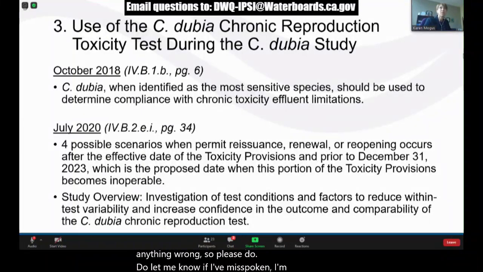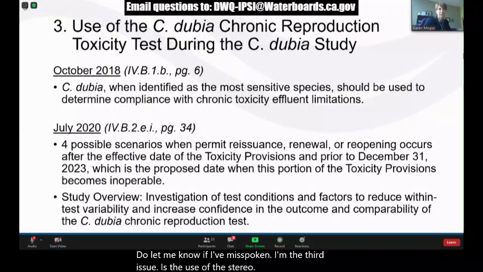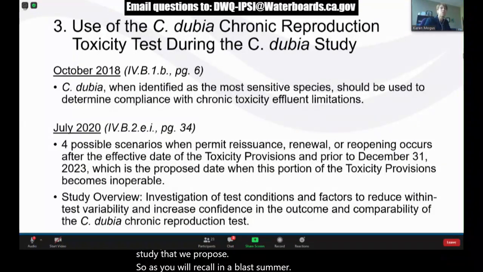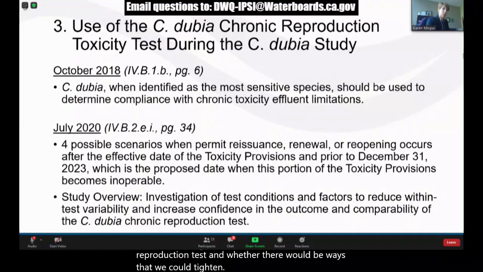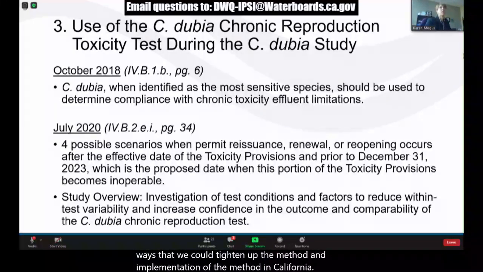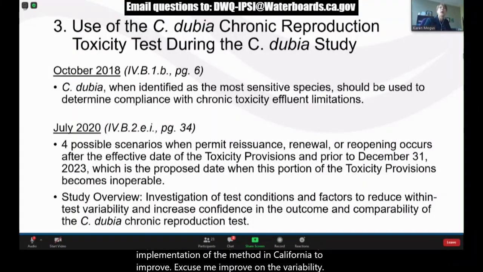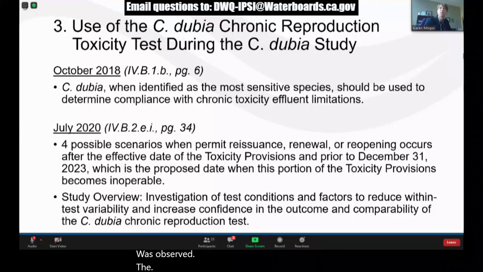The third issue is the use of the Ceriodaphnia chronic reproduction toxicity test during the Ceriodaphnia study that we proposed. So as you will recall, back in last summer, fall timeframe, we proposed to conduct a study of the variability that is observed in conducting the Ceriodaphnia reproduction test and whether there would be ways that we could tighten up the method and implementation of the method in California to improve on the variability that was observed. The question then becomes, what do we do in the interim period while we're conducting the study?